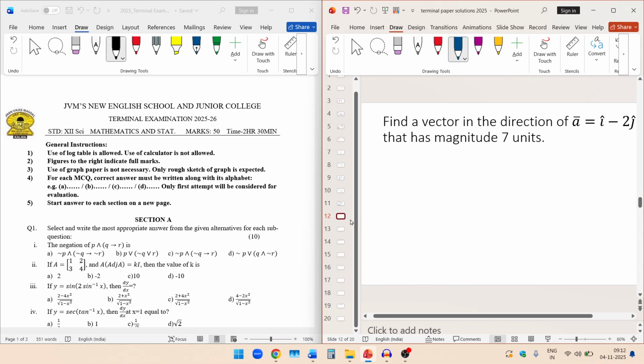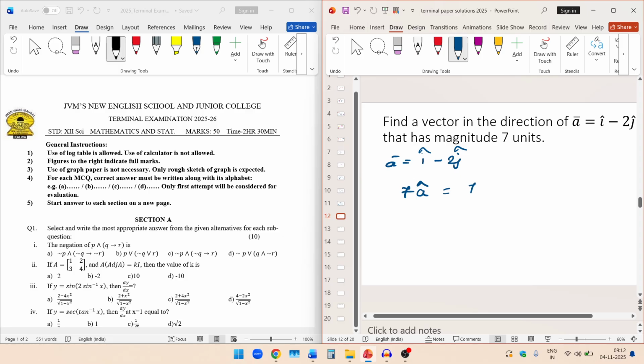Question number 4. Find a vector in the direction of a bar, where a bar is equal to i cap minus 2j cap, which has a magnitude of 7 units. A vector in this direction will be given by a cap, and it should have a magnitude of 7 units, so it should be 7 a cap.